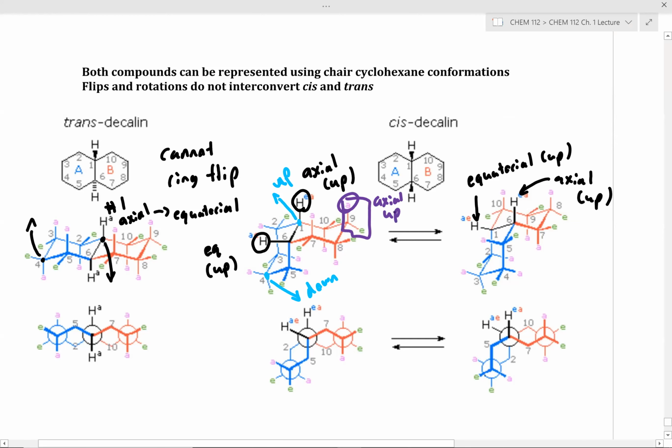After the ring flip, if we zoom in on carbon number 9, that axial substituent is now in the equatorial position, pointing up. So both of the rings are flipped when decalin undergoes a ring flip. So that's something that's unique about the decalin system. But again, always make sure to use your stereochemistry as a guide. As long as you're making sure that your stereochemistry is preserved, you won't run into any issues.